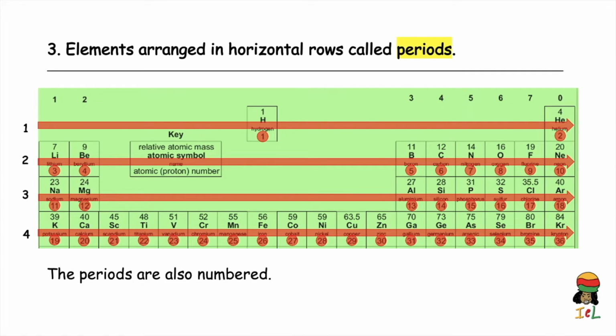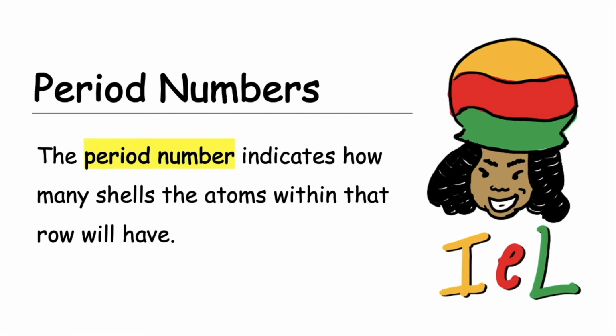Also notice that the periods are numbered. The period number is also significant because it tells us the number of shells present on the atoms within a given row. So all the atoms in period 1, which is hydrogen and helium, will have only 1 shell each. All the atoms present in period 2 will have 2 shells each, and so on.